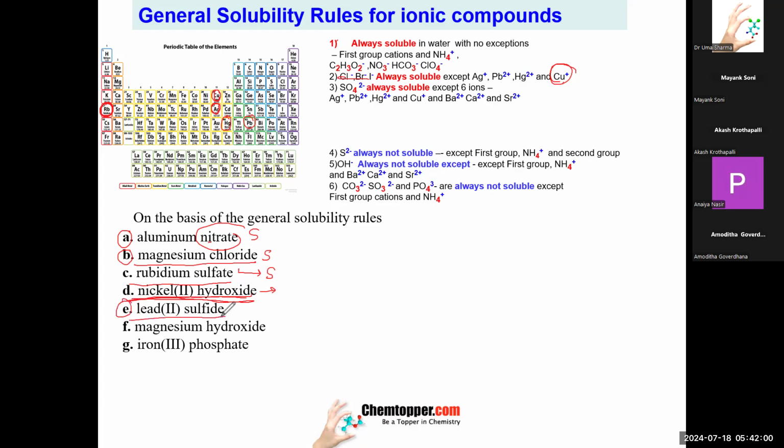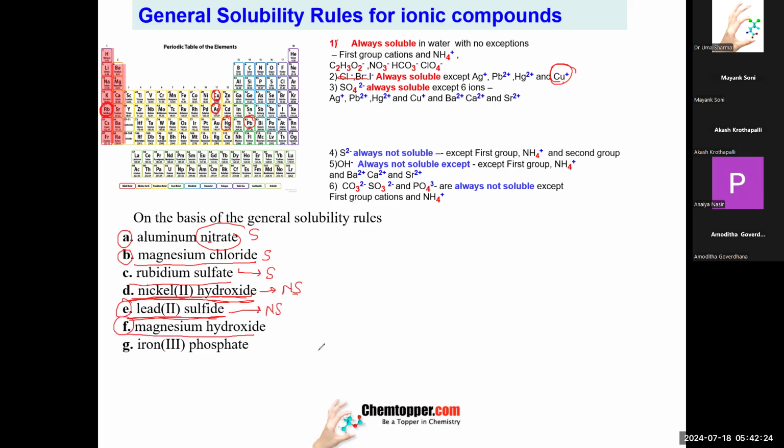Which rule number? Which is easy to memorize. Sulfides are very less soluble. Only first group and second groups are soluble. Rest all are insoluble. Yes, this is the one which is not soluble. Not soluble. Not soluble. Now, magnesium hydroxide.